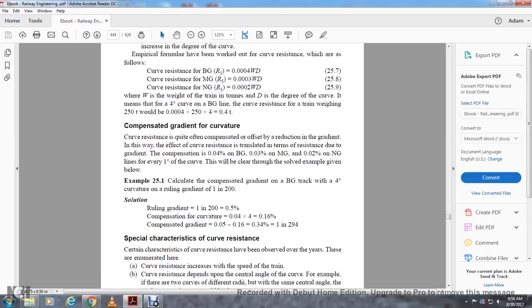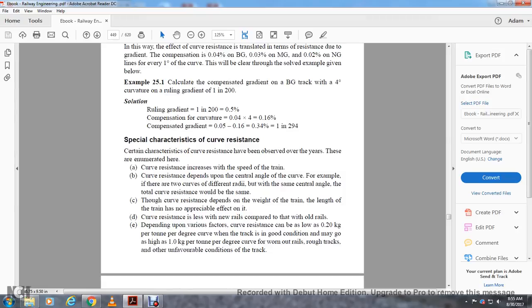Example 25.1. Calculate the compensated gradient for broad gauge on a 4-degree curve with a ruling gradient of 1 in 200. The ruling gradient is 1 in 200, or 0.5 percent. Compensation for the curve is 0.04 times 4, which is 0.16 percent. Compensated gradient is equal to 0.5 percent minus 0.16 percent, which equals 0.34 percent, or 1 in 294.